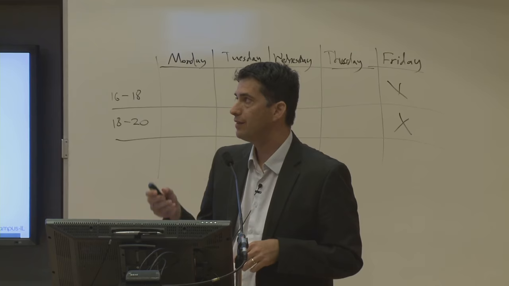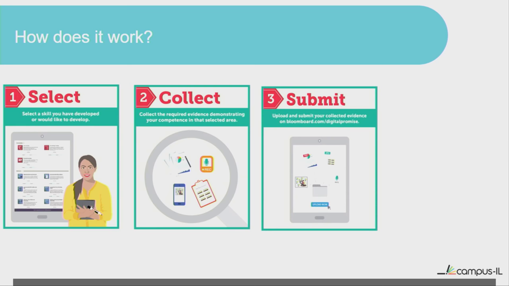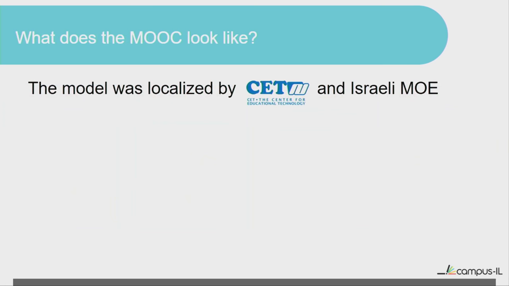Then you collect. So in our pilot, you need to collect three competencies, going over three very short MOOCs, 10 hours of learner effort each. You submit an authentic experiment or implementation of that competency within your classroom, within your school, and then you share it with your teachers' community. The model was localized by an Israeli company called CET, which is one of Campus IL's partners, with the Israeli Ministry of Education. And so let's take a look at an example of one MOOC.